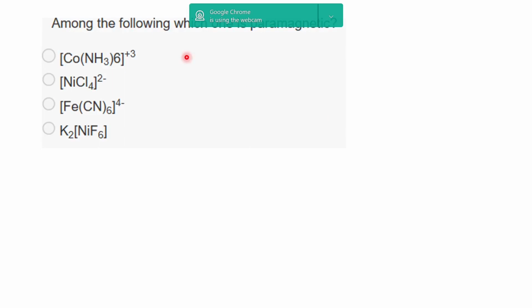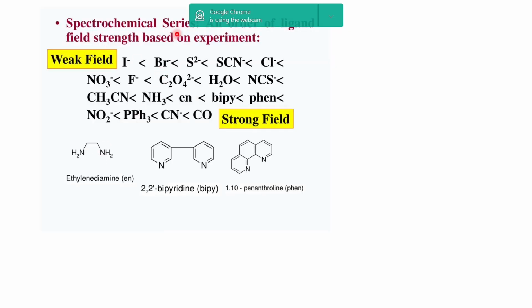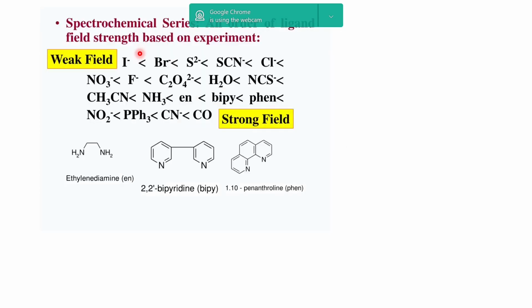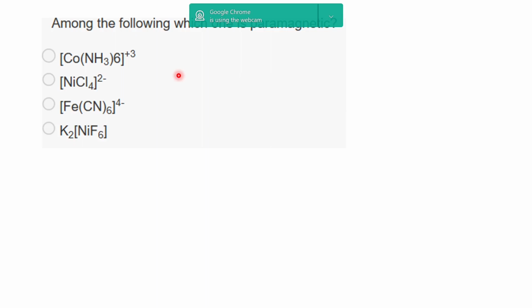So this one again, among the following, which one is paramagnetic? Here you have to know what kind of ligands these are. So for that, we have the spectrochemical series. This is a series or an arrangement of ligands on the basis of experiment. From experiment, they found a particular order of ligands, and if we arrange the ligands in this order, we can see that a particular pattern of electron filling is happening in the complexes.